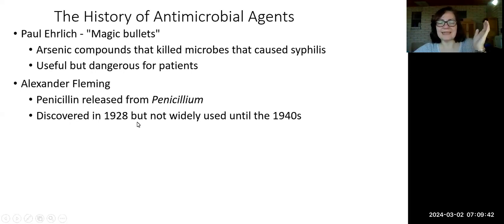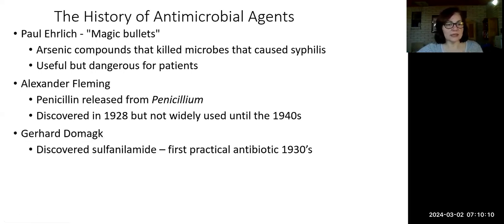That was in the late 1920s, but penicillin didn't get widely used until the 1940s. It wasn't actually until World War II. And it's one of the reasons that the Allies were successful, because during the war, more soldiers could be saved from infection than the other side could save from infection.